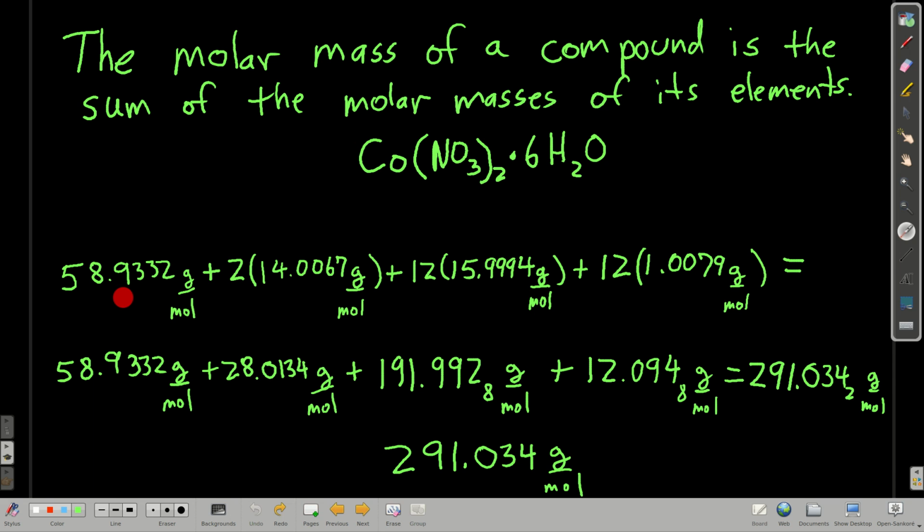Here it is: cobalt plus 2 times the molar mass of nitrogen, plus 12 times the molar mass of oxygen, plus 12 times the molar mass of hydrogen. When we multiply this out and add, we look at places past the decimal, we end up with 3 places past the decimal, and our answer is 291.034 grams per mole. Now you'll get a slightly different number, different sig figs, depending upon which periodic table you use. On our exams, just use the one I give you.